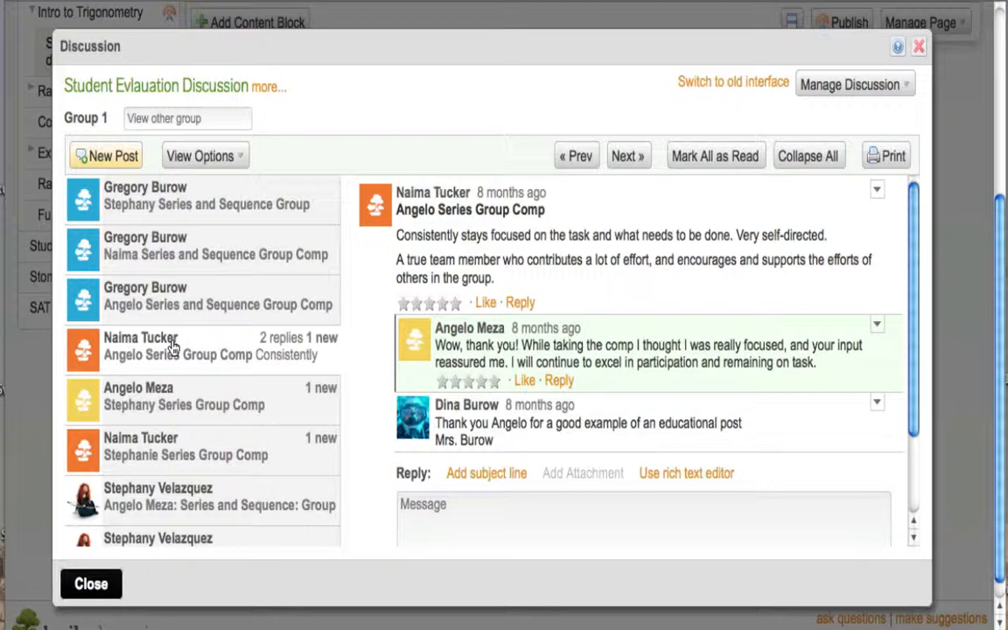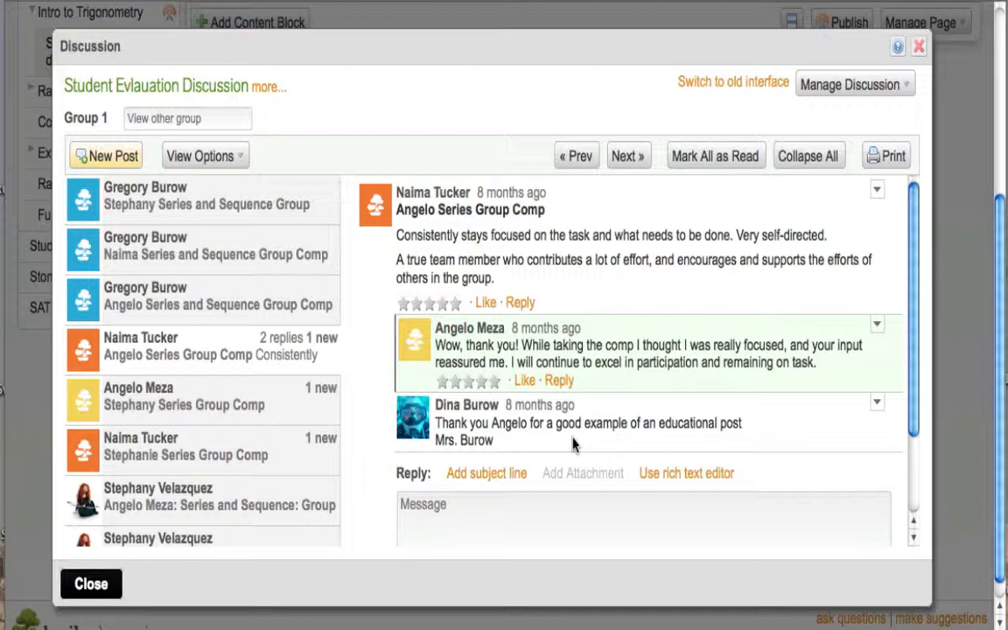And then after the test, they get online and they can only see the three or four people that they worked with. And using the rubric, they have to state how that person did. So Naima is talking about Angelo, and this is what she said. And then Angelo had to reply based on that, and then I did an example.